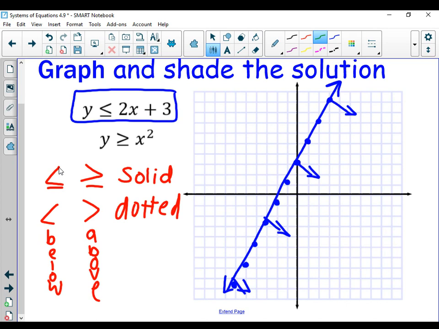The second equation is the one we've been doing this whole time. So if I do 0, 0, 1, 1, negative 1, 1, 2, 4, 3, 9, and so on, that's the parent function. I plug in 0, 0 squared is 0, 1 squared is 1, 2 squared is 4, 3 squared is 9. It is equal to, so it's a solid line.